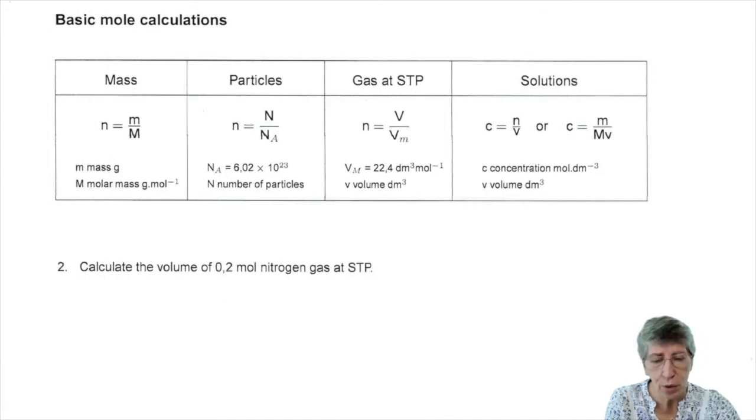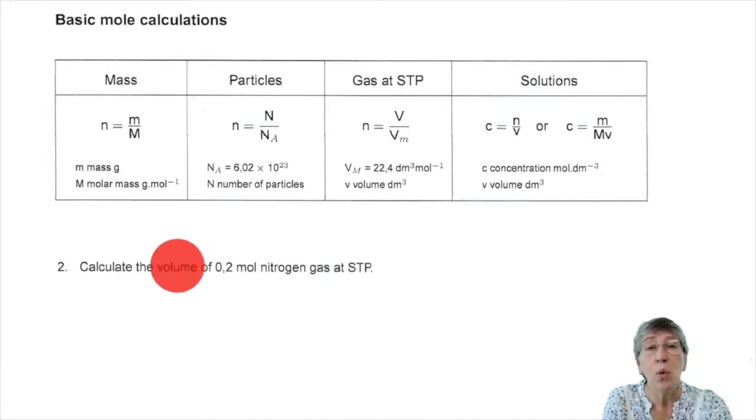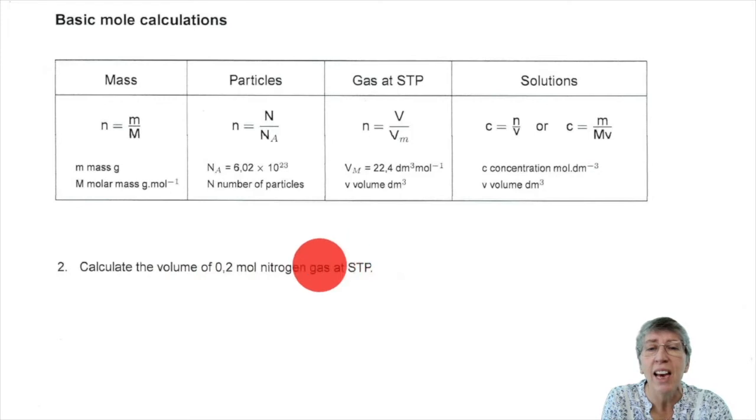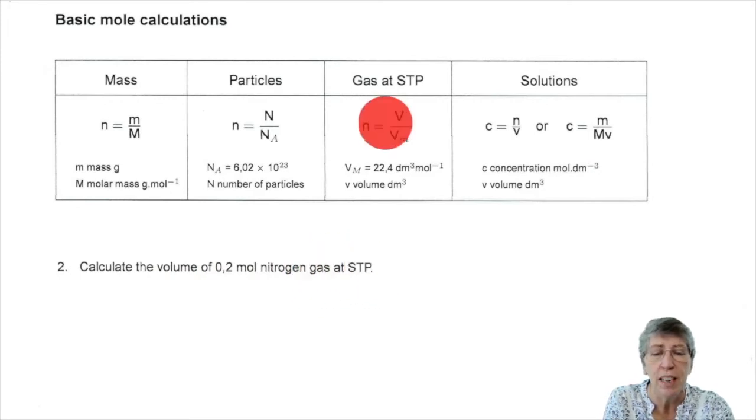In number 2, they ask us for volume. Now watch out for volume. Remember, you've got volume there with the gas, and you've also got volume there with solutions. Now read the rest of the question. They're asking us for volume, but they give us mole, and it is a gas, and it is at standard temperature and pressure. So immediately we're going to work with that equation.